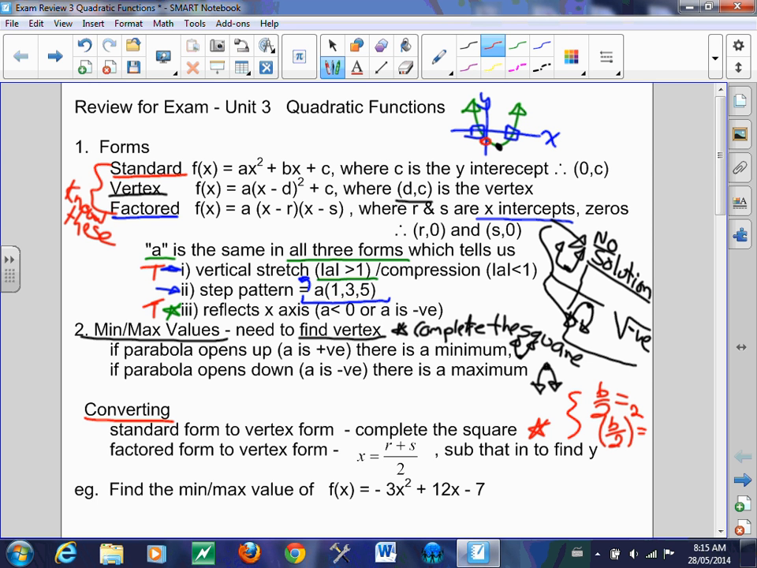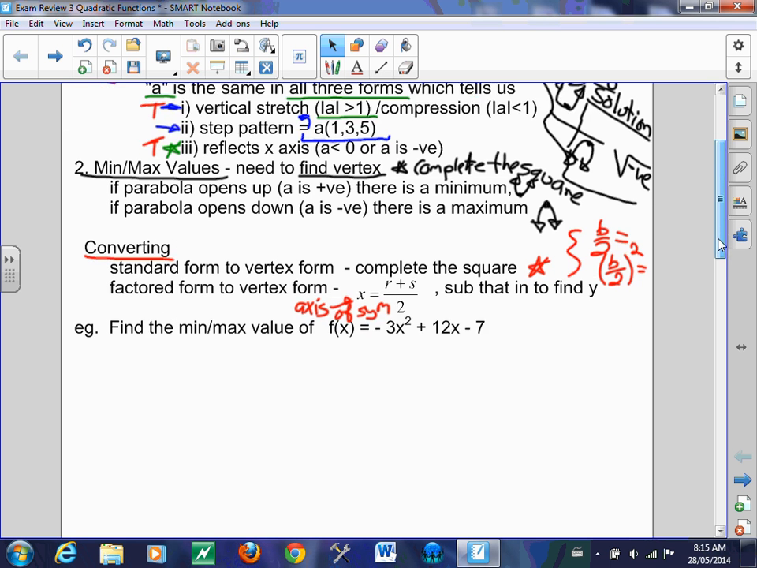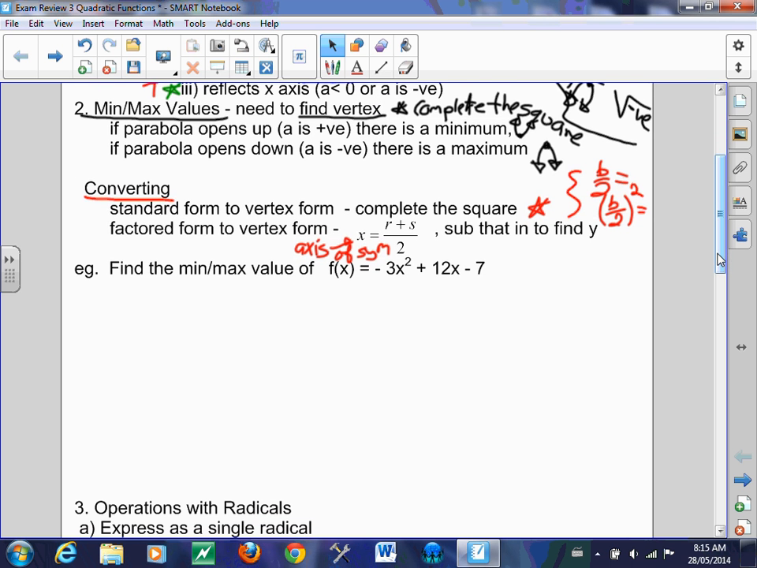If it's in factored form, you take your zeros or your x-intercepts and you add them up, divide by 2, which will give you your axis of symmetry. That's what this is. Then you would take that and sub the value of that axis into your formula that's given to find y. Let's do an example here, folks.